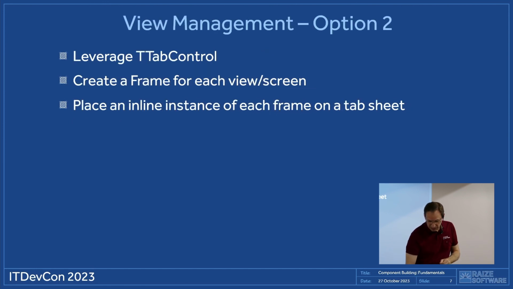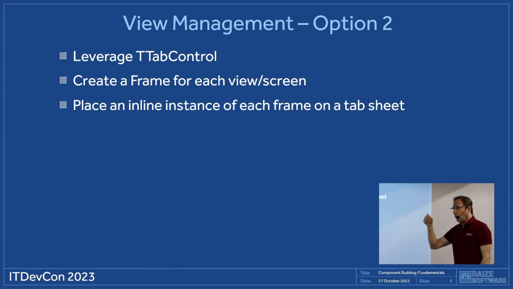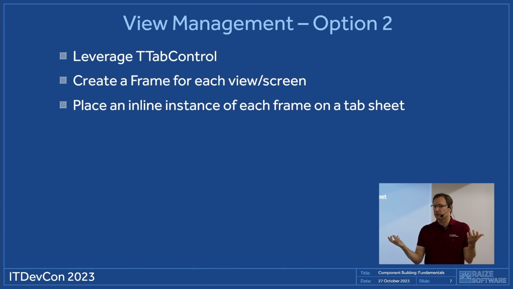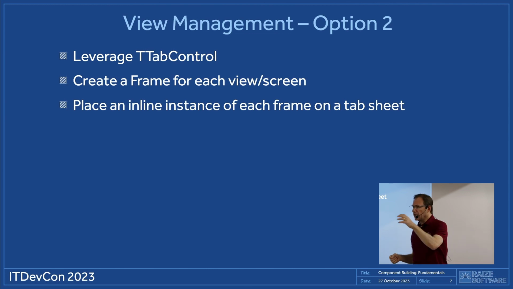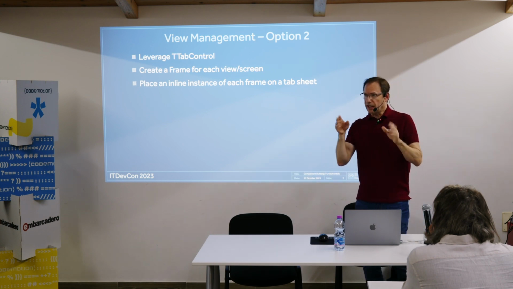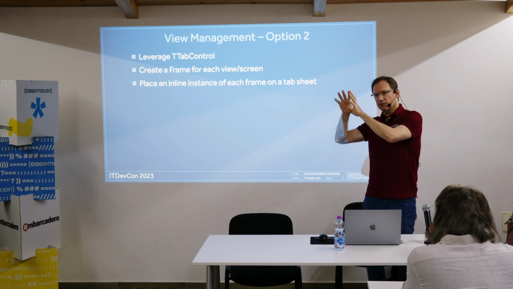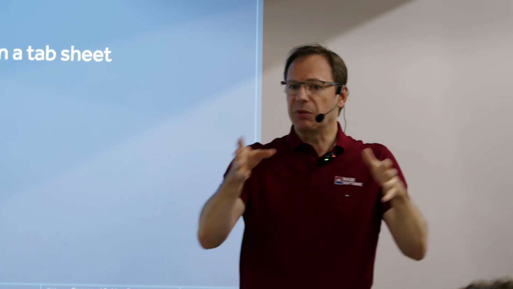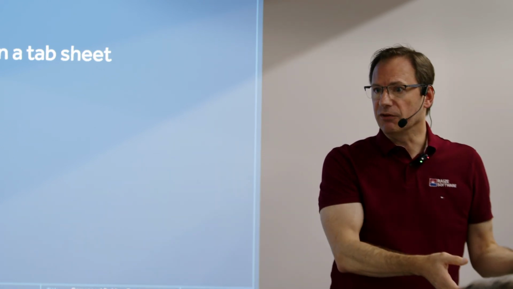So we've got that. Option number 2, and this is quite common, and it's the one that's promoted in some of the sample apps that you can download from Embarcadero. And this leverages the TTabControl still because it's the mechanics of navigating, sliding forms. Instead of using single control, you create a frame for each of your views, and then you create an inline instance of that frame on each TTabControl. So the idea for this is that I've got each view in its own frame, which is a separate file, so I can work with that and manage it, but I'm assembling them all together on the main form.